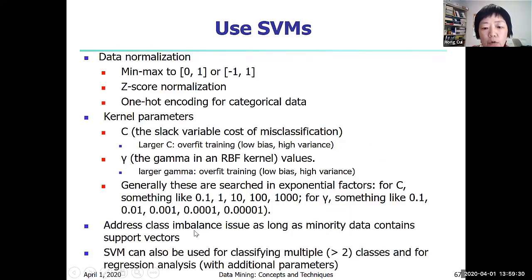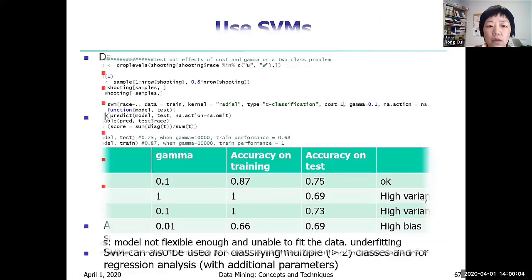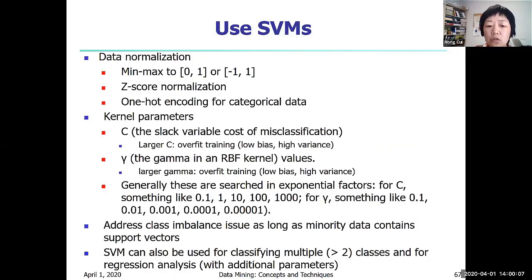I mentioned this point before: if your minority data actually contains the support vectors, your classification performance is going to be pretty good. But a lot of times, you cannot guarantee your minority data contains the support vectors. And in our experience, support vector machines are quite sensitive to data class imbalance issues. So if you do oversampling or undersampling, like what we described earlier, it is often going to improve the performance of support vector machines.